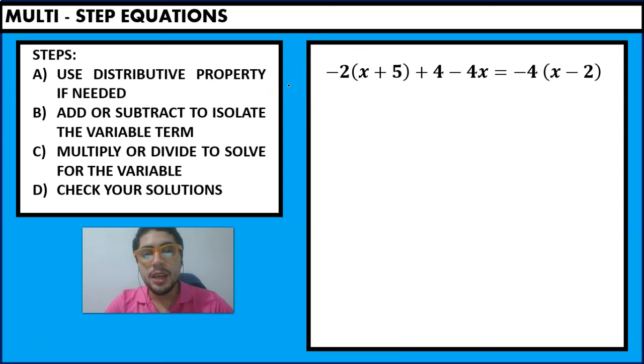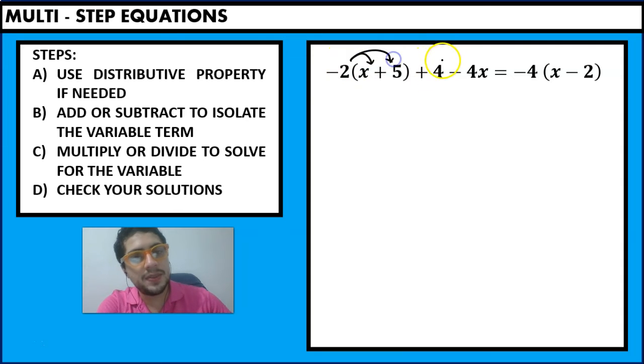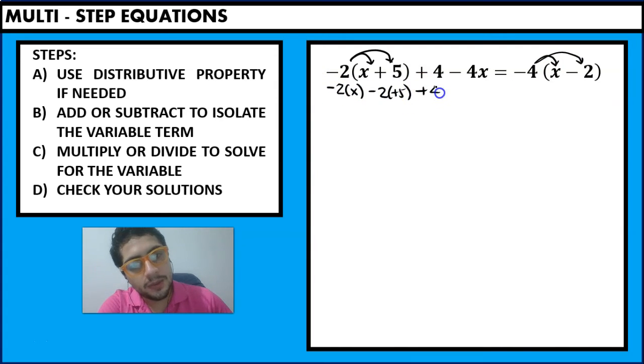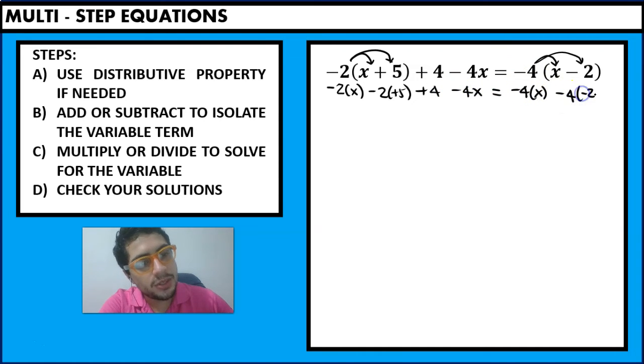And apart from that, you also have to remember that when something is dividing your variable, you can actually move it to the other side by multiplying. Okay, so in this case, we're going to use the distributive property, right? So 2 times x and minus 2 times 5. And also we have minus 4 times x and minus 4 times minus 2. So minus 2 times x minus 2 times positive 5 plus 4 minus 4x is equal to minus 4 times x and minus 4 times minus 2.